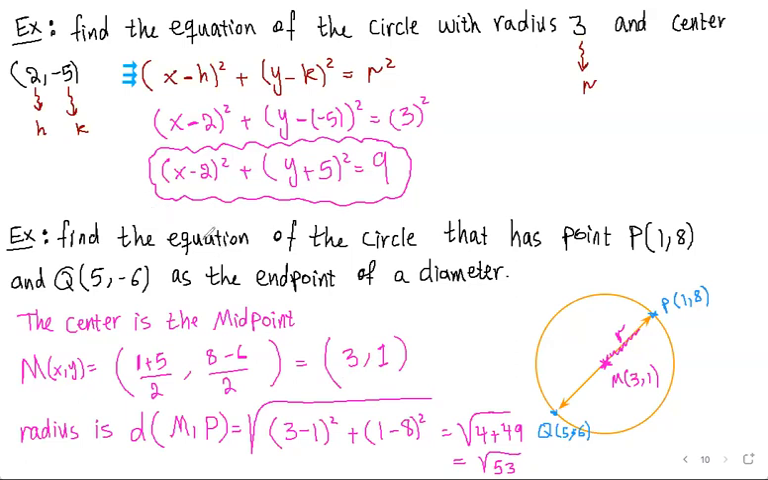So here my center is (3, 1) and my radius is the square root of 53. The question is to find the equation. So I plug everything inside. The equation is x minus 3 square plus y minus 1 square equals this thing squared. It's 53.